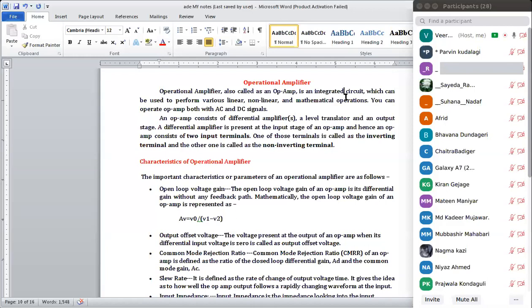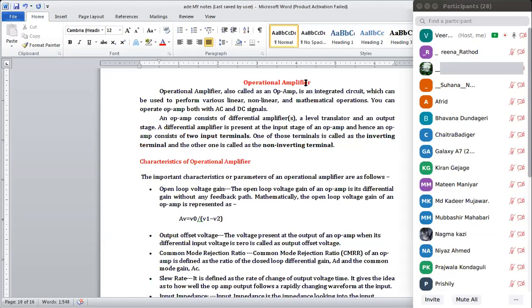This amplifier is used to perform linear functions or non-linear functions, or it may be mathematical operations, and it operates for both signals, AC signal as well as DC signal. Now, can anyone tell me what is linear and non-linear?